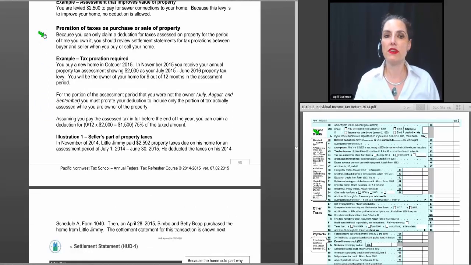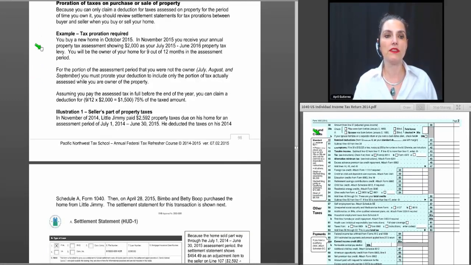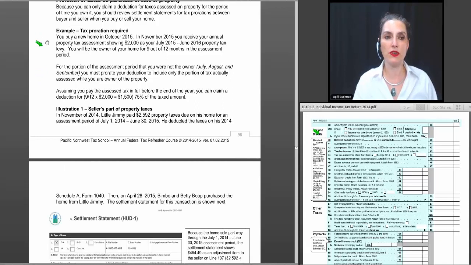Because you can only claim a deduction for taxes assessed on property for the period of time you actually own it, you should review settlement statements for tax prorations between the buyer and the seller when you buy or sell your home. And here is an example where tax proration is required. You buy a new home in October of 2015. In November 2015, you receive your annual property tax assessment showing $2,000 as your July 2015 through June 2016 property tax levy.